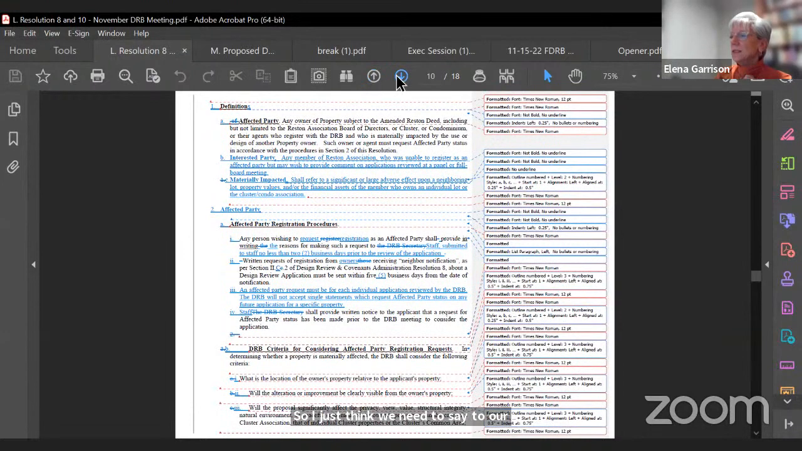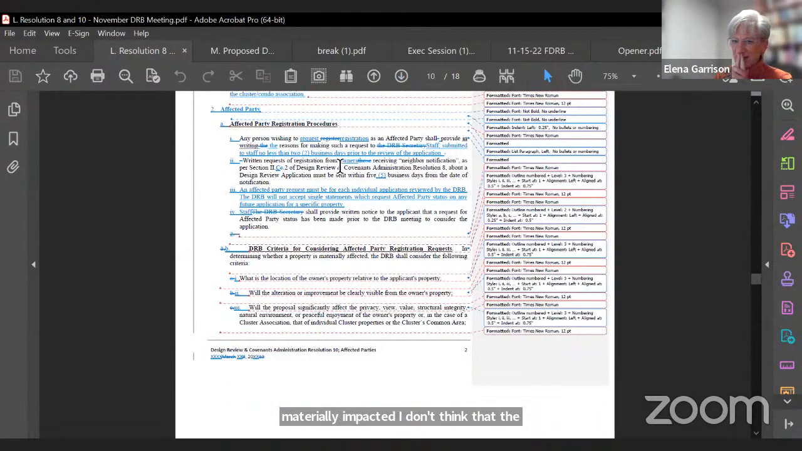And then lastly, where's my other big note? Oh, for materially impacted, I don't think that the effect needs to be adverse. It could have any effect, right?